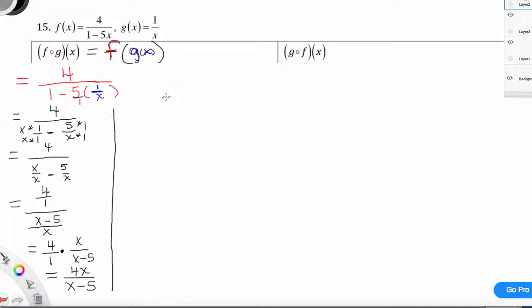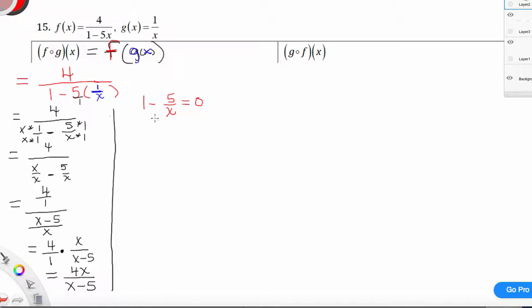Now the domain. I am going to be looking at the domain of my composite function, and in my composite function I have a fraction, this big red fraction bar right here. And everything that is underneath that fraction bar, I am going to take that entire expression and set it equal to 0 to figure out what makes this entire denominator equal to 0. So I have 1 minus 5 over x set equal to 0.